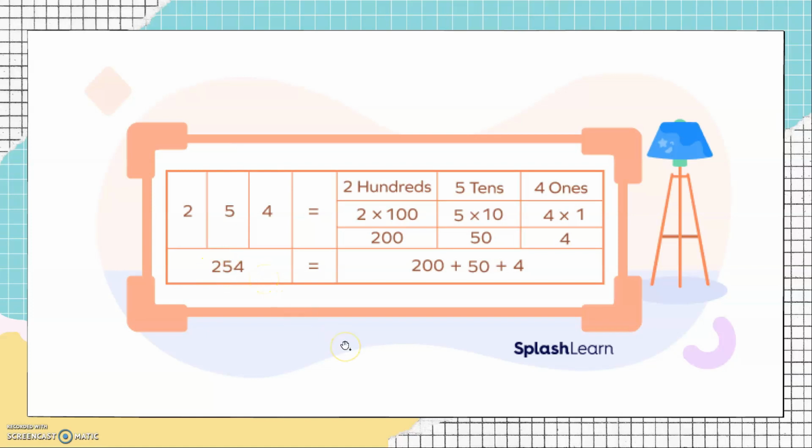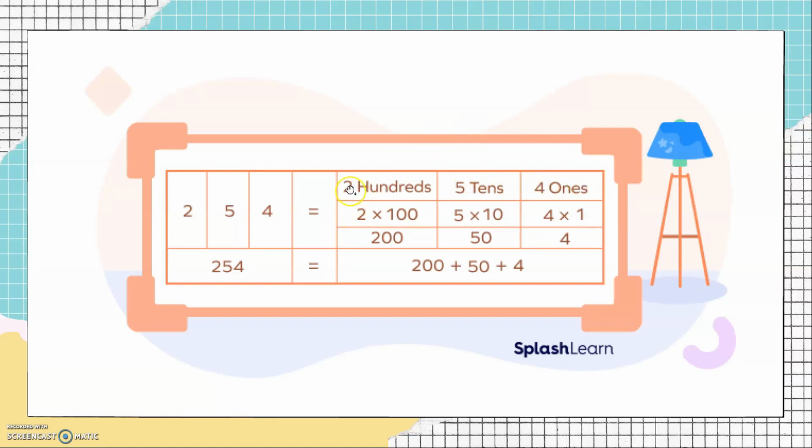Next, you can show this chart to the learners. Let's say, for example, the number 254. We can see here that we divided it into 3 parts. 4 is for the ones, 5 is for the tens, and 2 is the hundreds. And for a better explanation, we have here 2 hundreds, 5 tens, and 4 ones.